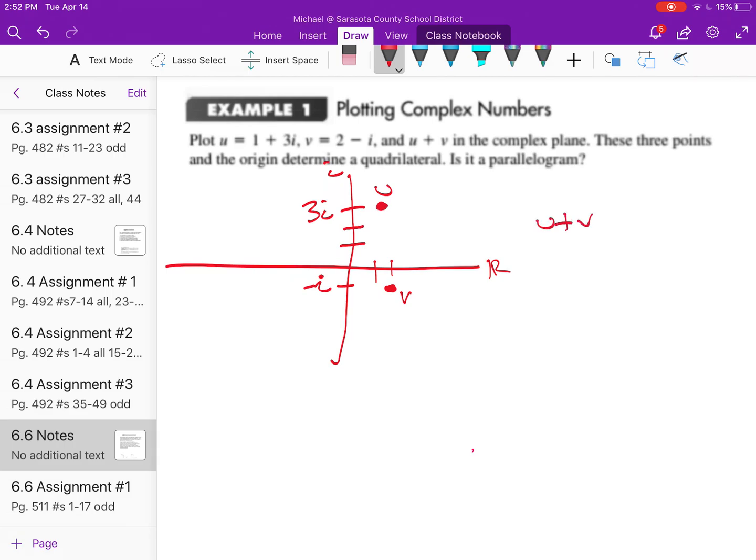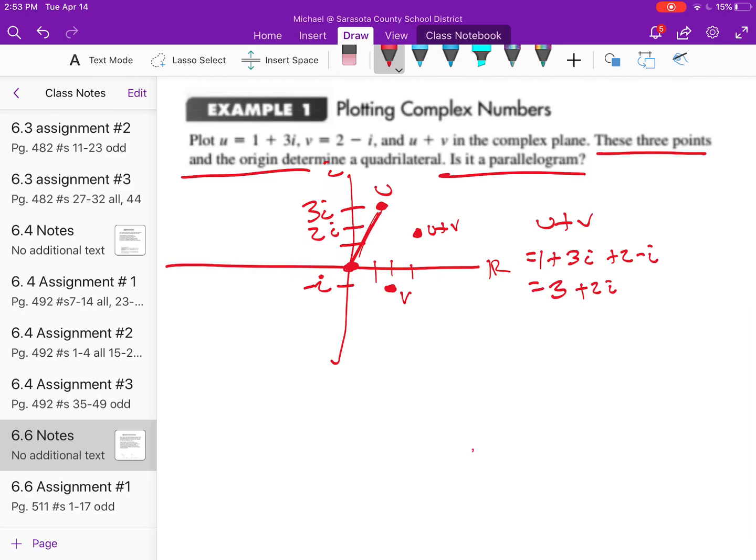We want to add U plus V. Well, U plus V is literally adding the two together. So I would have 1 plus 3i plus 2 minus i. So that means 1 plus 2 is 3, and 3 minus 1 is 2i. Well, positive 2i. So 1, 2, and 3, and 2i is right here. So there would be U plus V. And then there's our origin. And it says, plot these 3 points with the origin and ask if it's a parallelogram.